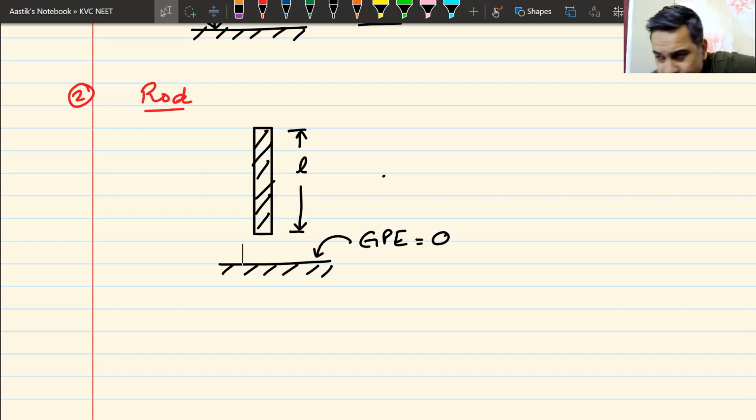Now, if someone asks you, what is the gravitational potential energy of this rod? Remember, we are always assuming that the potential energy of the ground is 0, because if I don't take a 0, it becomes impossible for me to define any other energy. I have to define 0 first. There must be a definition for 0. Where is your 0? Then only I can define something else. So the potential energy of the ground is taken as 0.